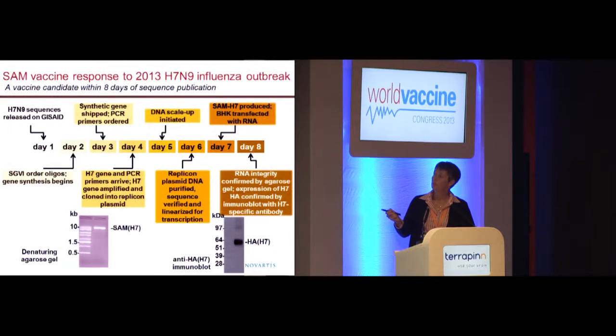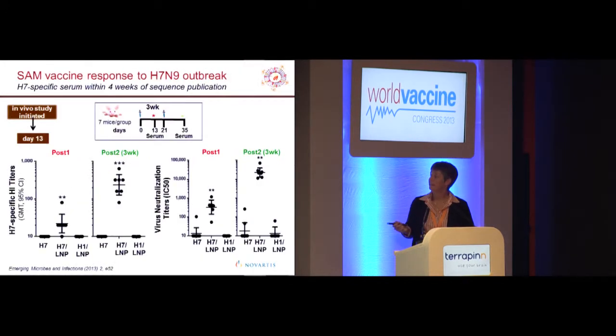So the replicon plasmid was purified, the sequence was verified and linearized for transcription on day 6. On day 7, we had the RNA produced. And by day 8, we had confirmed the RNA integrity by denaturing agarose gels. We also confirmed protein expression in BHK transfected cells by immunoblotting with an anti-HA antibody. That RNA went into animal studies.